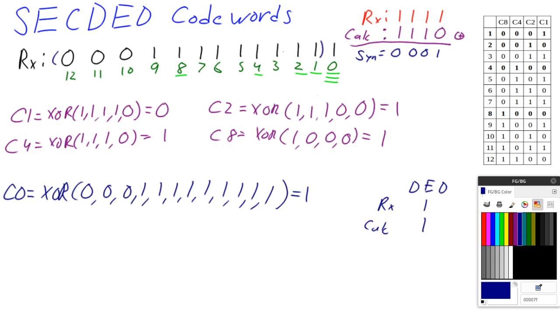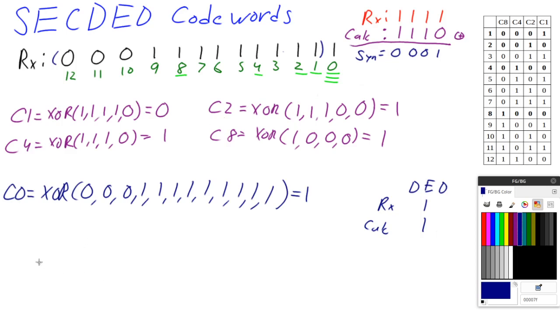And so ask yourself, if there was a single error, this parity bit should be wrong, right? They shouldn't be the same. But here, the received is the same as the calculated. And so what that means is, if our received and calculated dead bits are the same, and our syndrome is not all zeros, that means there are two errors.